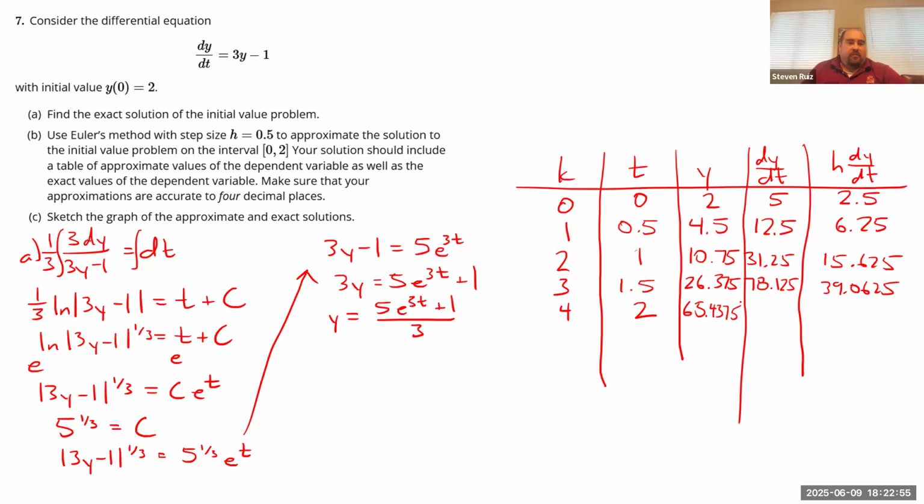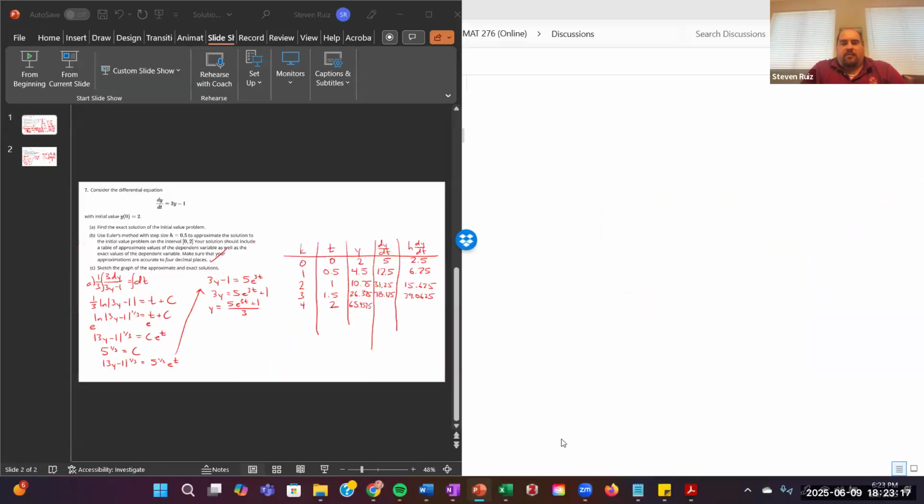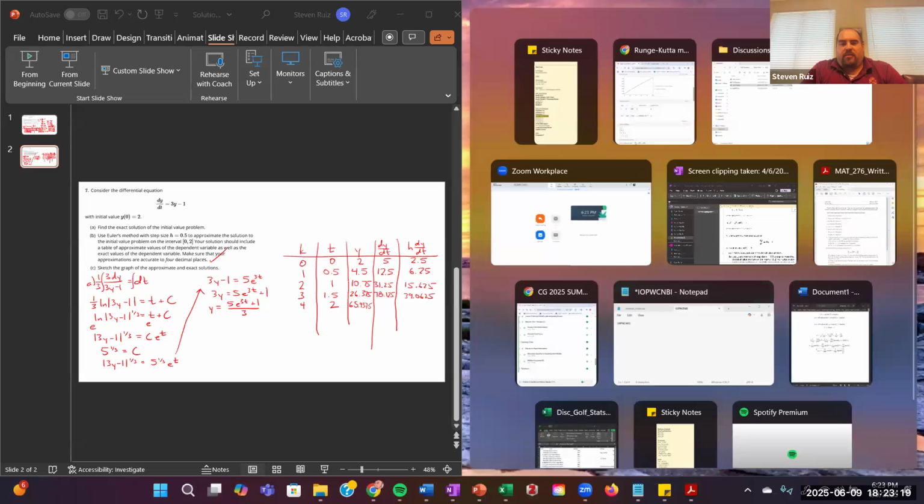Okay. It says make sure my approximations are accurate to 4 decimal places. I mean, only one of them really needed that. So, sketch the graph of the approximate and exact solution. So let's do this. Let's go to Desmos. And let's try to put these side by side.